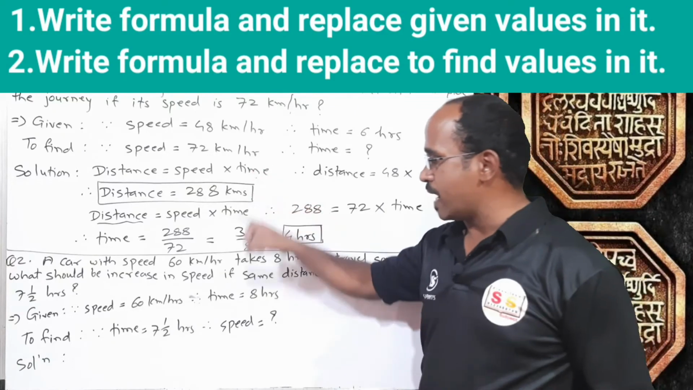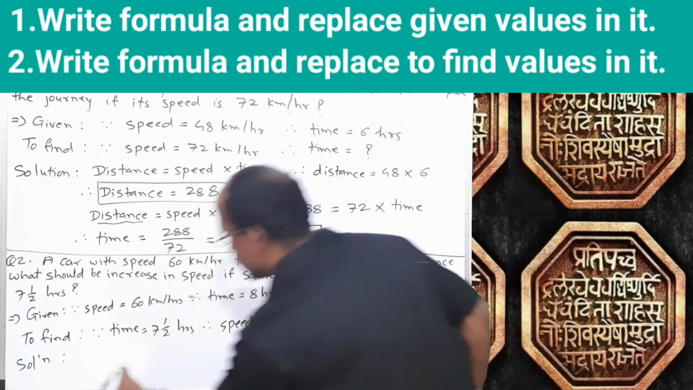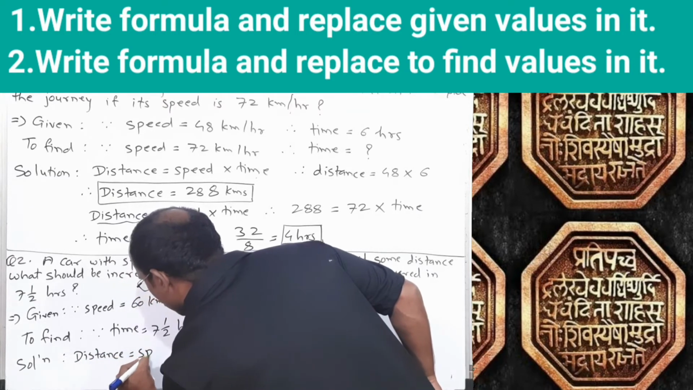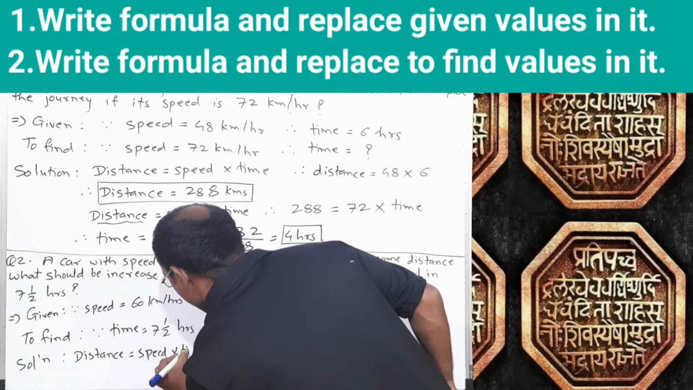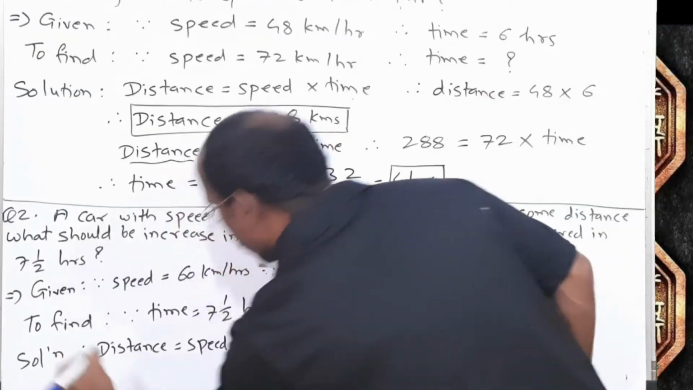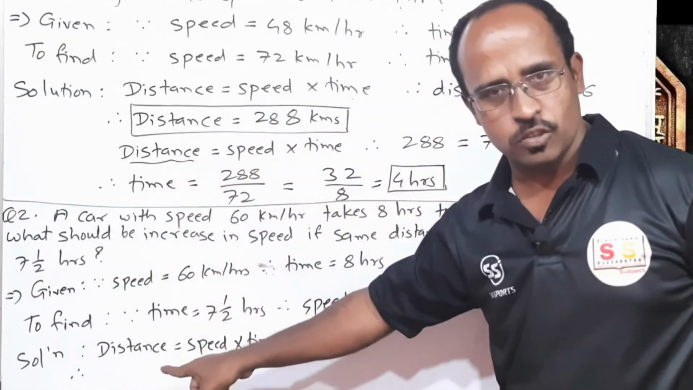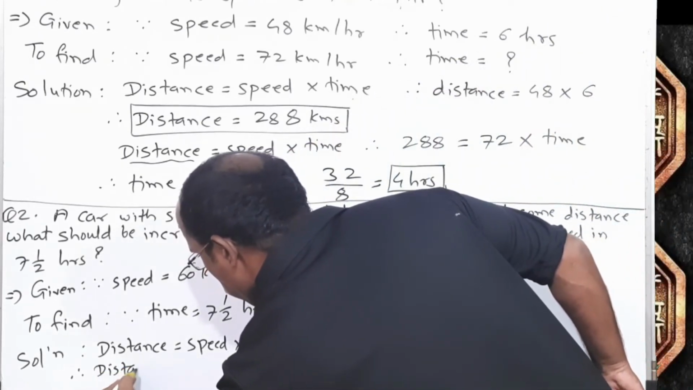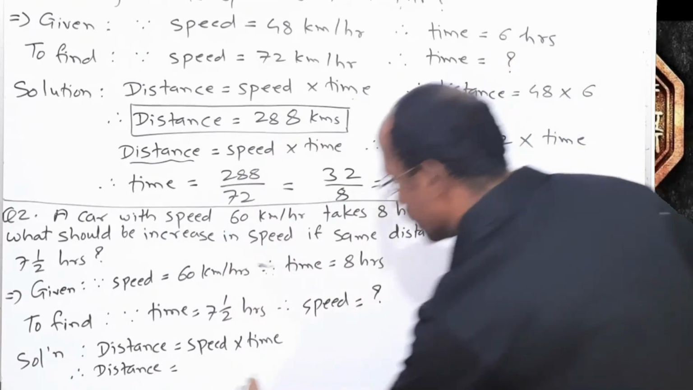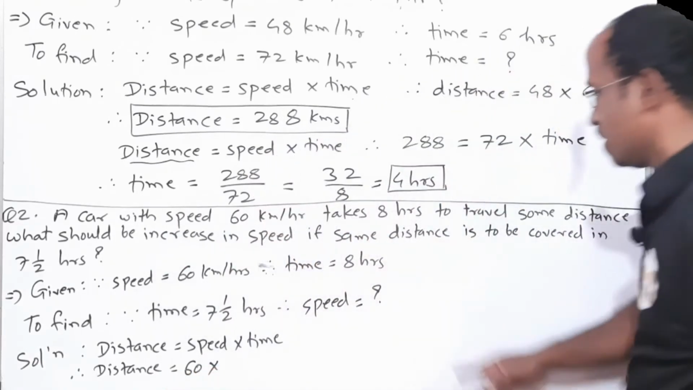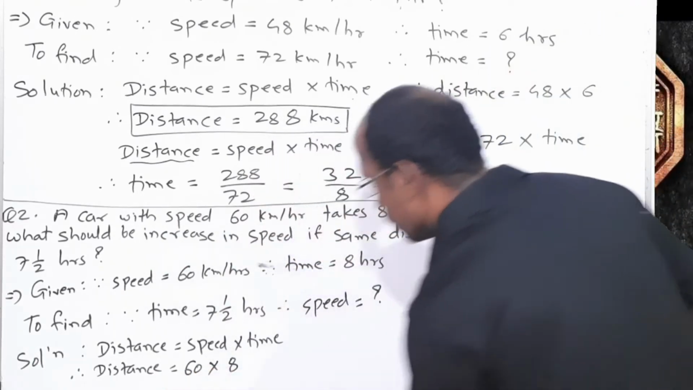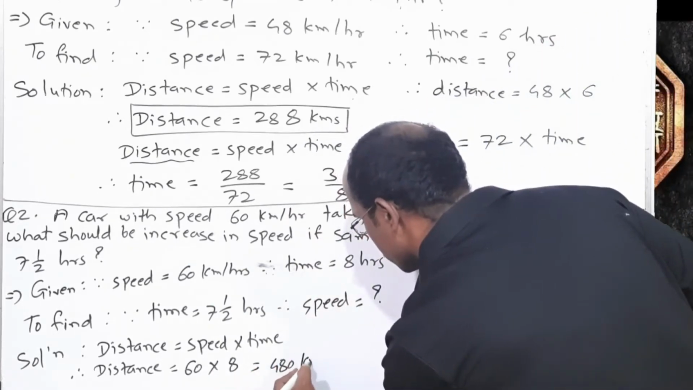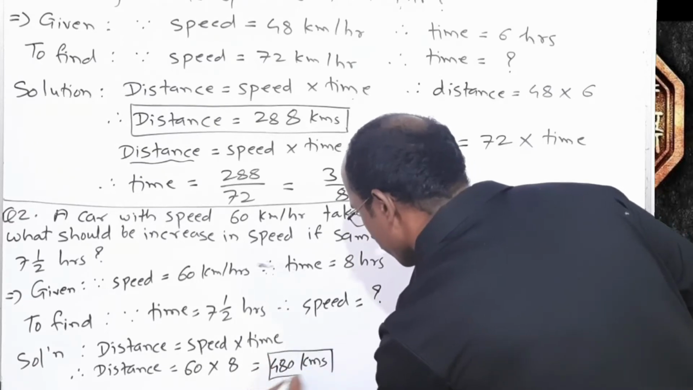Okay, students, as I told you, what is the idea of the solution? Write the formula and replace the given values. Formula is distance is equal to speed into time. Therefore, what is given? Speed and time. Distance is not given. So let's replace: distance is equal to speed 60 into time 8. So 60 into 8 is equal to 480 kilometers. Got it, students?